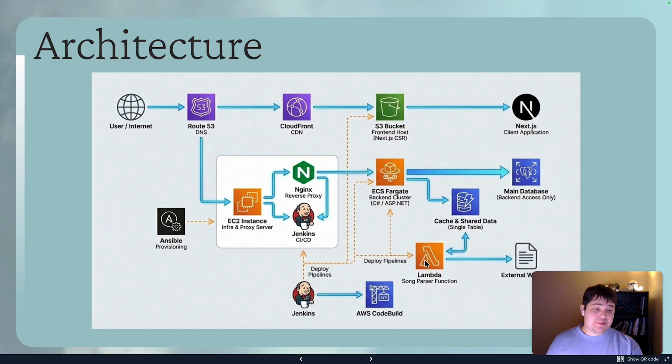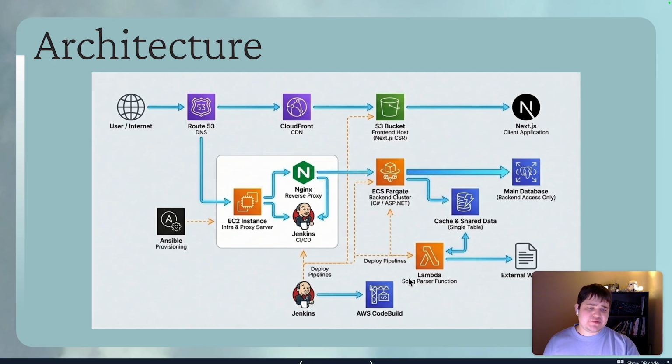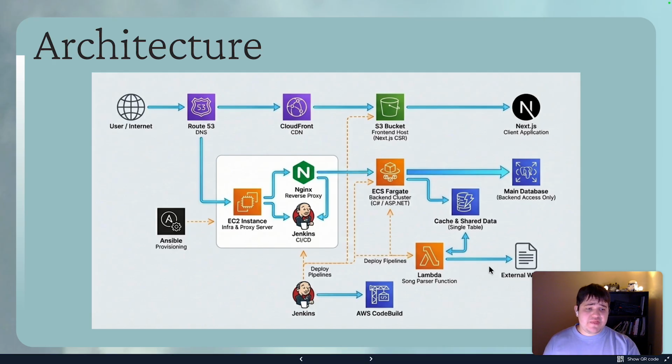What else? Lambda. Lambda parses the holychords.pro website to get songs, and then puts them into a DynamoDB table, so the backend can take these songs from this table. Yeah, pretty much it. Oh, Ansible. I used Ansible to configure the EC2 instance.